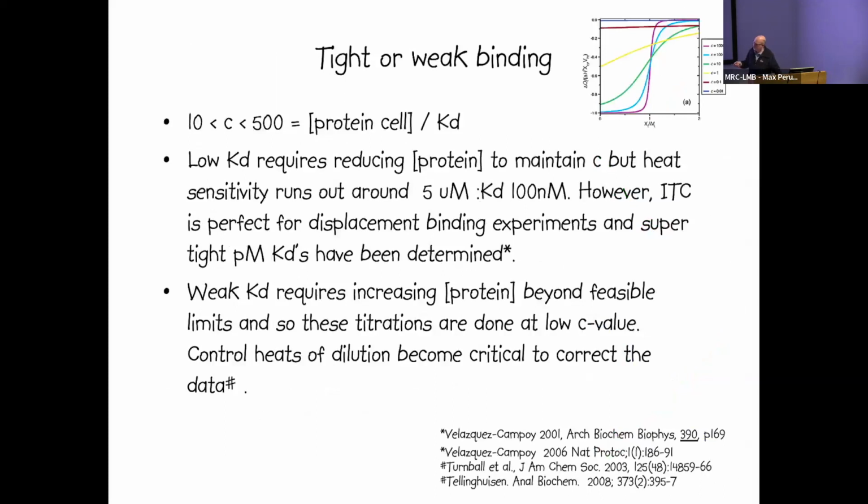So what do we do if we want to study tight or weak binding, if we're going to be fixated on this C value between 10 and 500? If we have a very low KD, very tight binding, we're going to have to drop the protein concentration in the cell to try and maintain C below 500. The problem with that is we tend to run out of signal around about 5 micromolar of material put into the cell, and this corresponds to a KD around about 100 nanomolar.